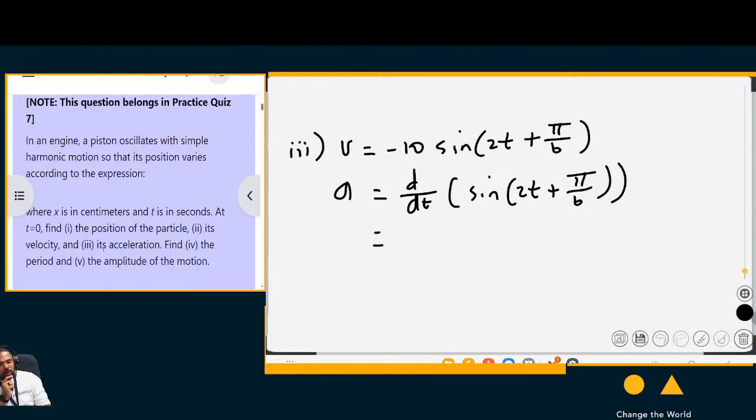That gives you the derivative of sine is cosine. Okay, that is negative 10. Excuse me, there should be a negative 10 there. Let me rather just write it at the end. Negative 10, you can write it at the front or at the end, it doesn't matter.